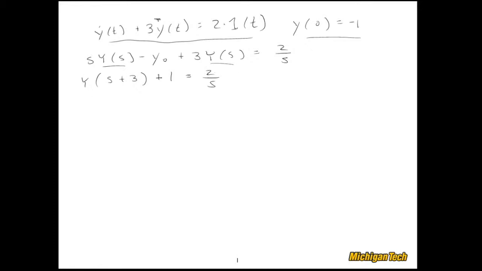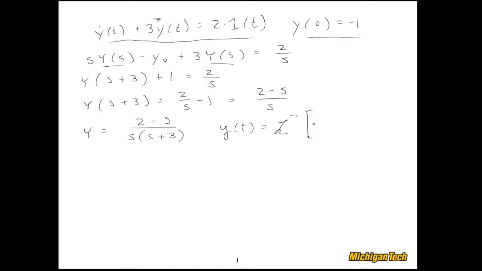And let's go ahead and bring that 1 over to the other side of the equation. (s plus 3) times Y equals 2 over s minus 1, which is equal to 2 minus s over s. Great. Now we can solve for capital Y. So we have 2 minus s over s times s plus 3. Now, y of t, the solution to the differential equation, is just the inverse Laplace transform of this expression I just created.